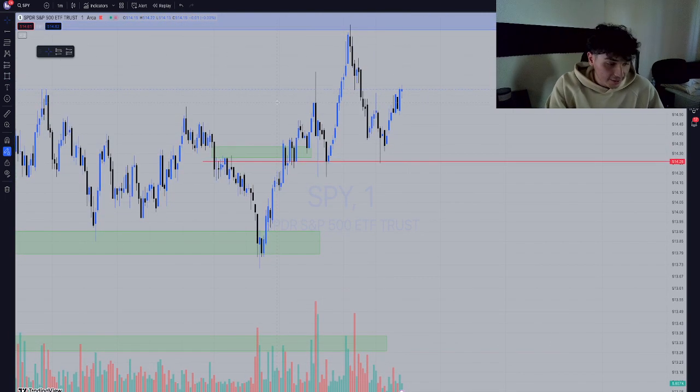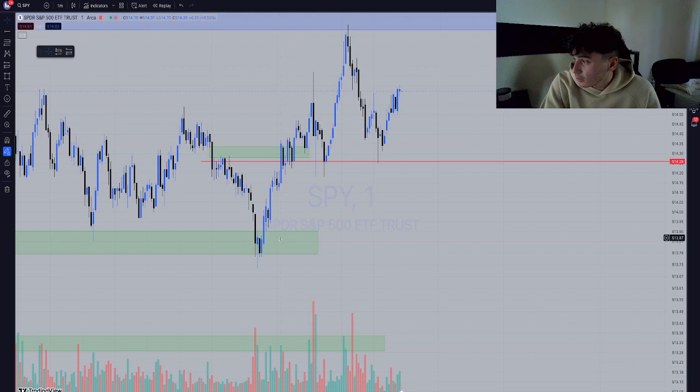Now, when I say exit area, I don't mean completely get out. Yes, you can completely get out your whole position at that point. But when I say exit areas, I mean that's where you start to take your trims, start to lock in profits, start to take your heavy trims, so you can make sure that you lock in those profits regardless and not let the trade go against you.